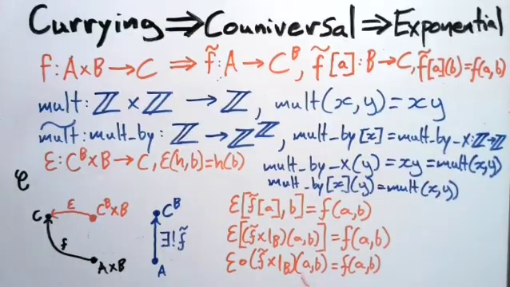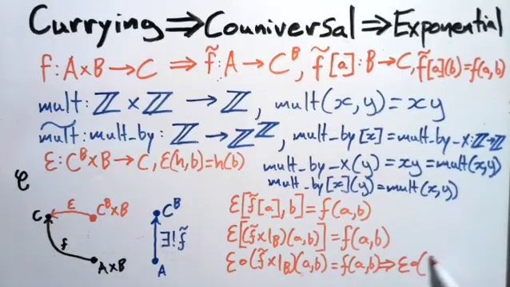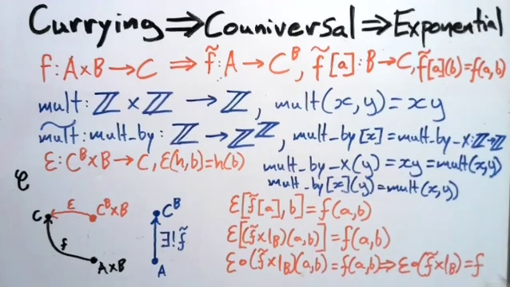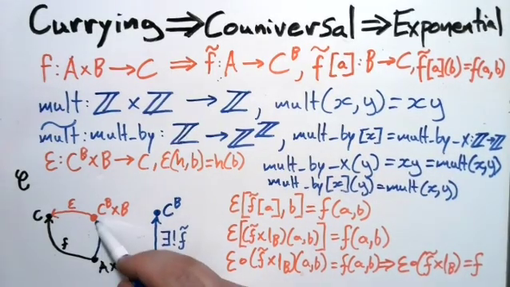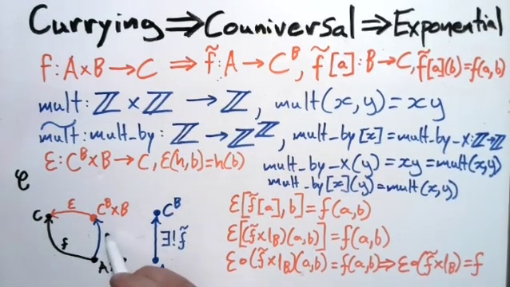And now we can remove the (a, b), right? Because it's for an arbitrary a and for an arbitrary b. So we can say that the evaluation function after f tilde cross 1_B is equal to f. And so that's very convenient because that also fills in this commutativity square, right? We're going from A cross B, and we're going by f tilde cross 1_B.